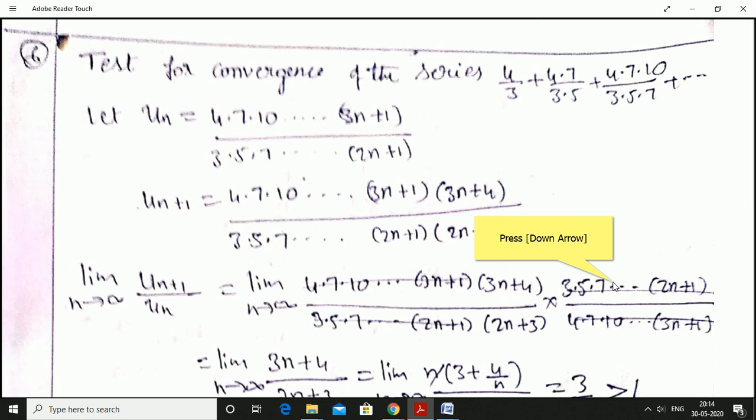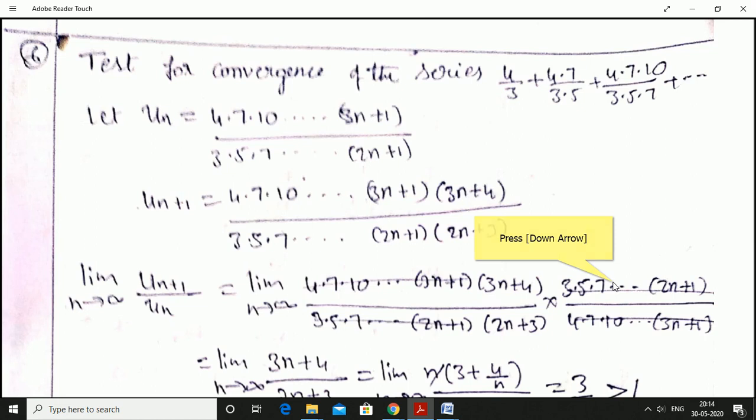Un plus 1 is 4 into 7 into 10 dot dot dot 3n plus 1 into 3 into (n plus 1) plus 1, nothing but 3n plus 4. Don't write 3n plus 2. We need to replace n by n plus 1. Carefully you need to write. And in the denominator, 3 into 5 into 7 up to 2n plus 1 into 2n plus 3. The next term will be 2n plus 3.